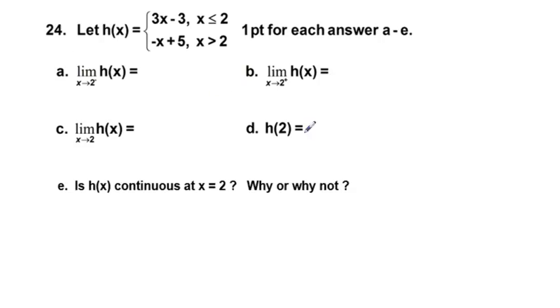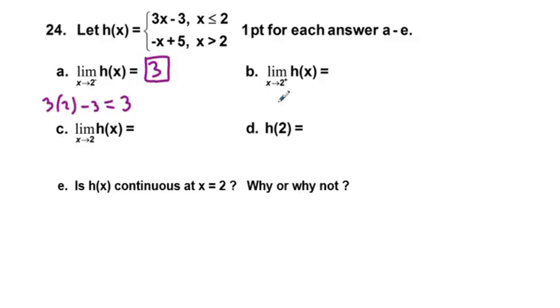Problem number 24, let h of x equal 3x minus 3 for x less than or equal to 2, and negative x plus 5 for x greater than 2. So basically we're given a kind of a checklist around this critical value, x equals 2. And so the limit as x approaches 2 from the left side of h of x, that's determined by this top piece where x is less than or equal to 2. So we're going to put this in as 3 times 2 minus 3, which equals 6 minus 3, which equals 3. So our answer to part A is 3.